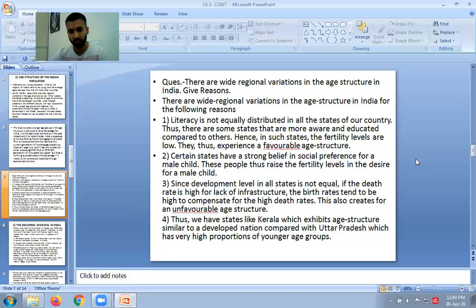Now I'm talking about the fourth reason. Thus we have states like Kerala, which exhibits age structure similar to a developed nation, compared with Uttar Pradesh, which has very high proportions of young age group. Kerala has a lower fertility rate, so they give rise to less population. But on the other hand, Uttar Pradesh has a high fertility rate, so there is always a higher proportion of young age groups here.